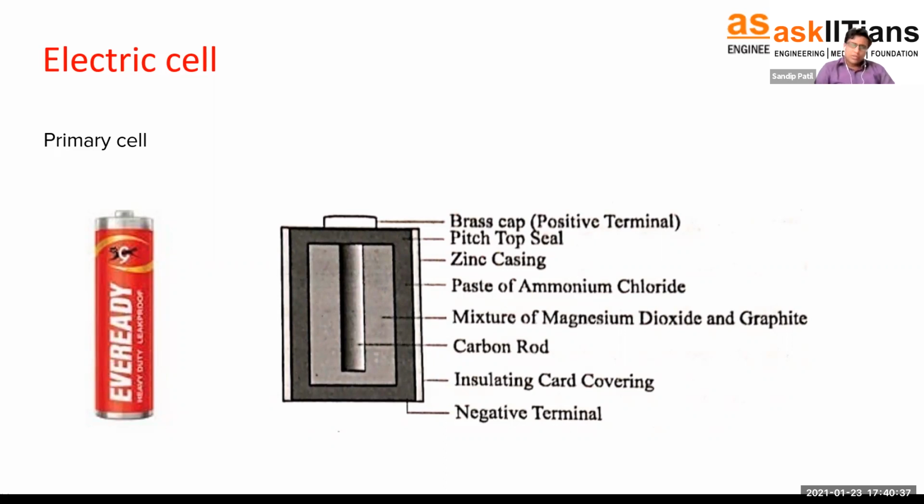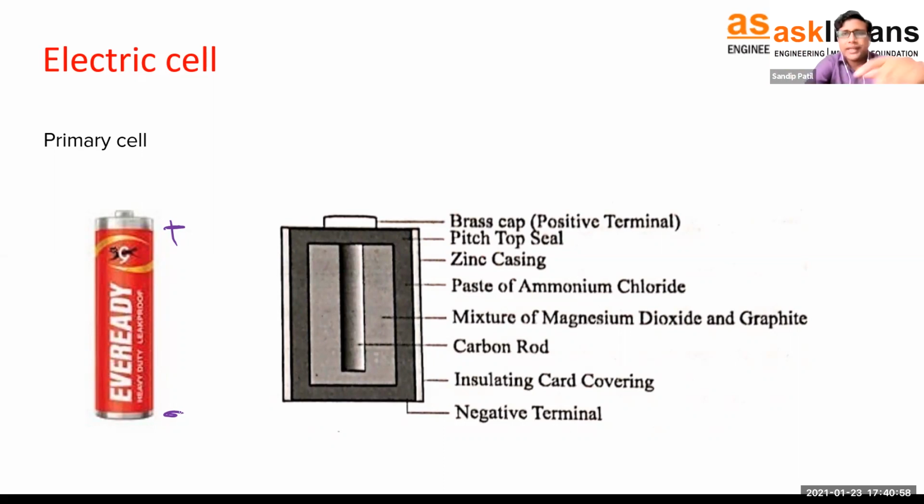Okay, so again, this is the positive terminal, and this is our negative terminal. We can connect this cell into the circuit, then only we are going to get current. Obviously, we have to push the button, right? The button should be closed, so the circuit will be closed.